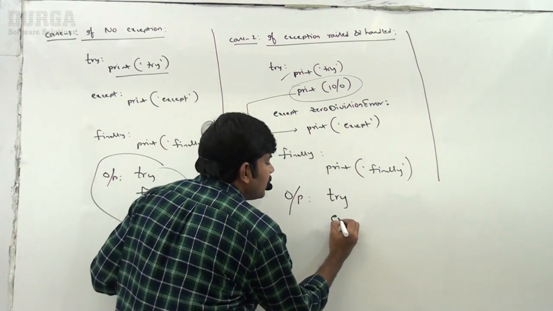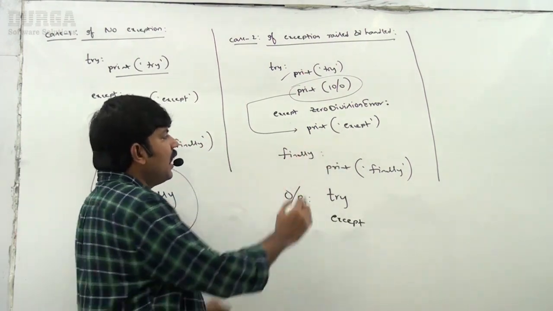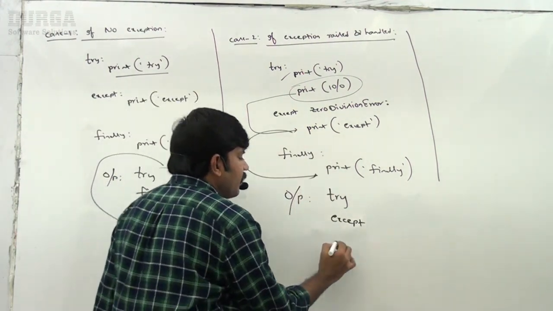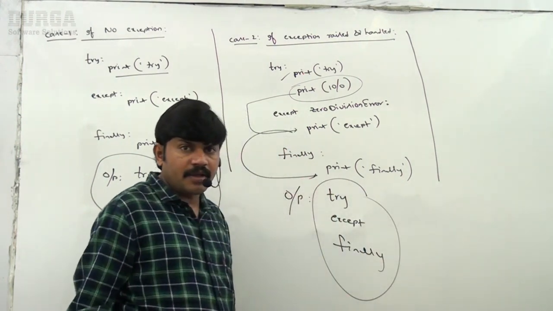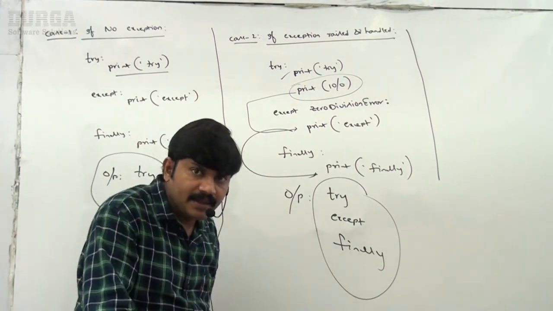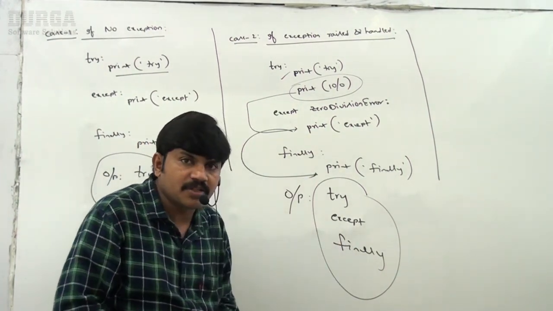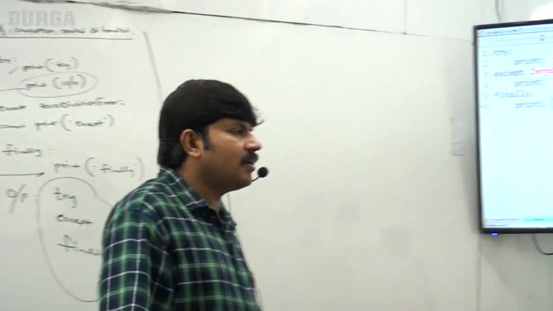Inside the except block, it is going to execute, and after that the finally block will be continued normally. That's all. So if an exception is raised and handled, the finally block is compulsorily going to execute. Is it clear? Let me execute this combination also.